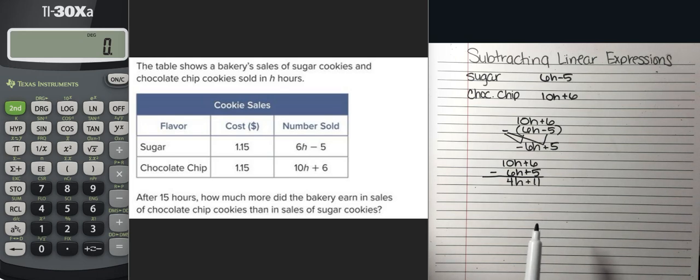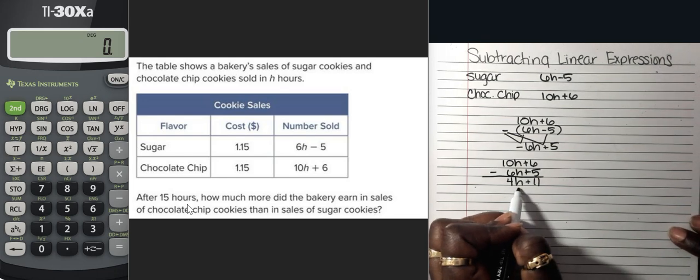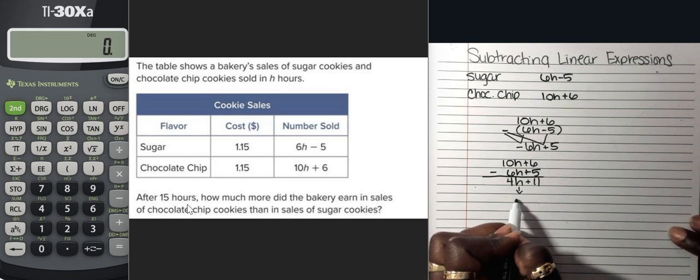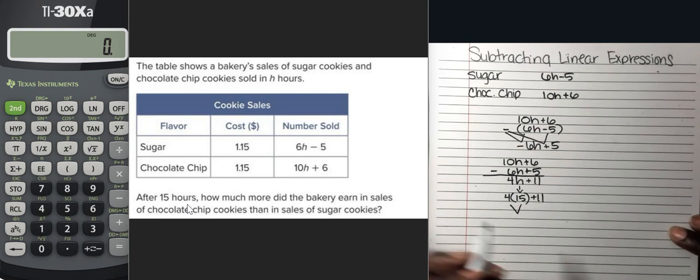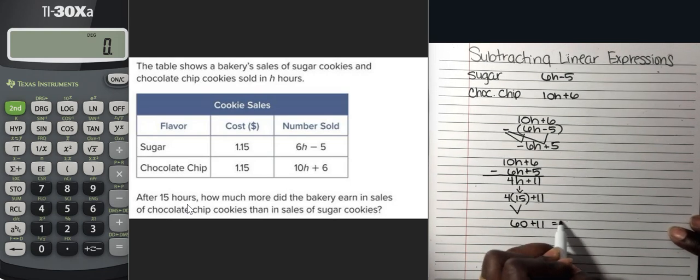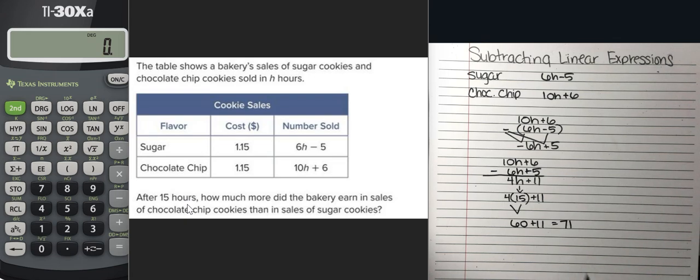Now, what we need to figure out is they asked us about after 15 hours. How much more did the bakery earn in sales? Well, we know that we can now replace the H with a 15. That's the same thing as saying 4 times 15 plus 11. If we bring that down, 4 times 15 gives me 60 plus 11, that gives me 71. So we sold 71 cookies.